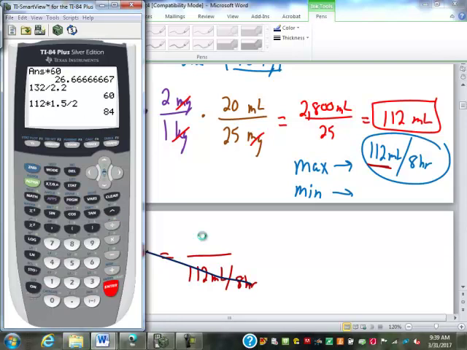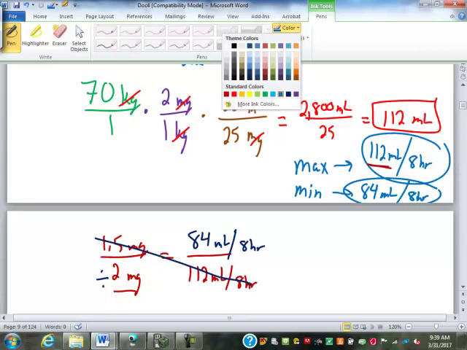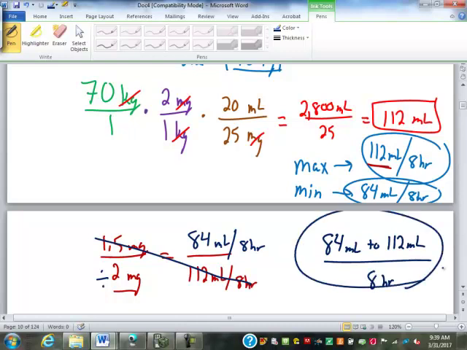Which gives us 84 milliliters every 8 hours. So the minimum recommended dose would be 84 milliliters every 8 hours. So that gives us then, for this patient, 84 to 112 milliliters every 8 hours is the recommended dose.